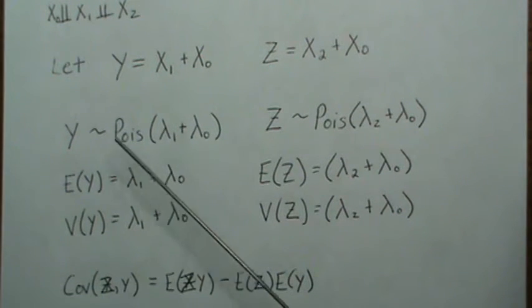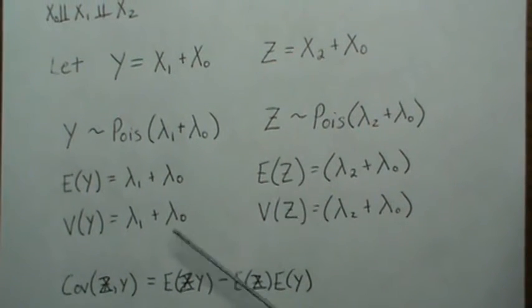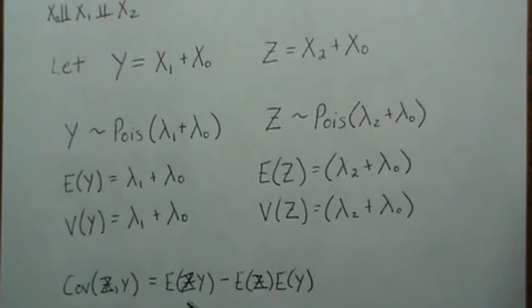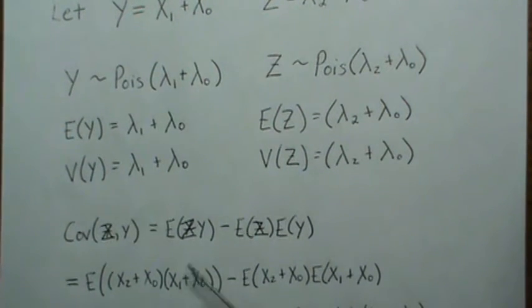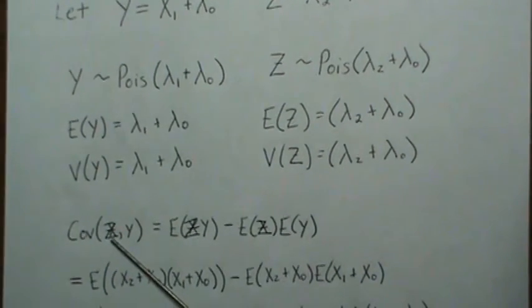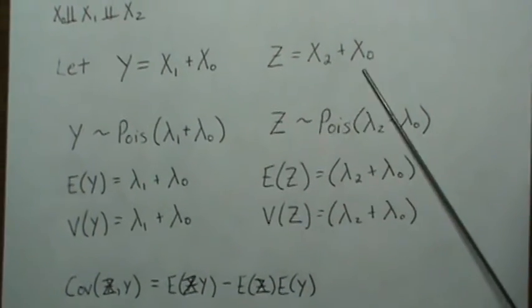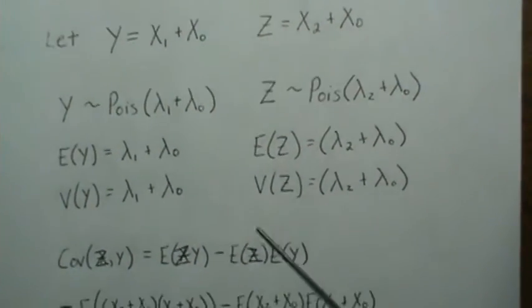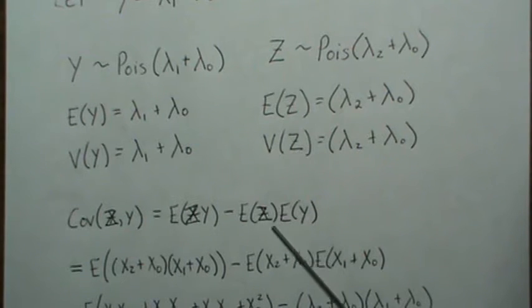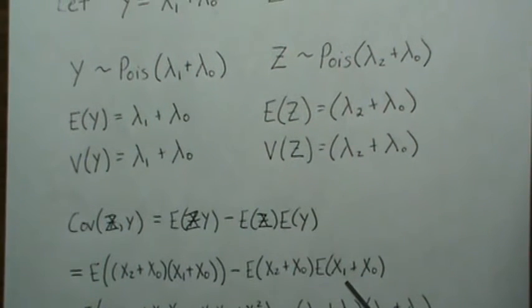Now let's look at the covariance between z and y. I started to put x, but I just changed it to z instead of having to rewrite everything. So we're going to look at the covariance between z and y. Well, that's the expected value of z times y minus expected value of z times expected value of y. Let's replace what each of those are. Z is this number, y is this number.